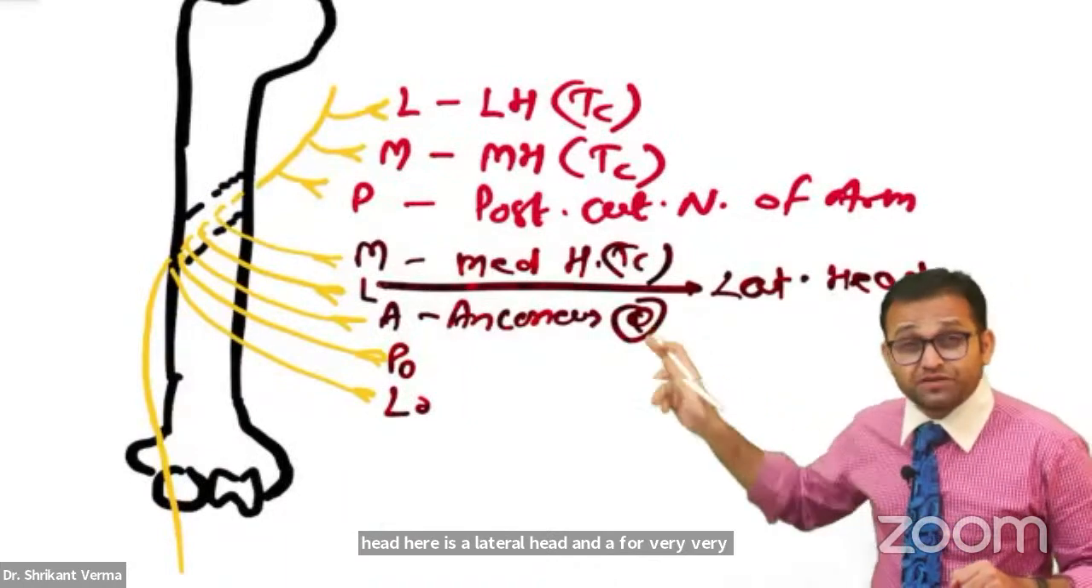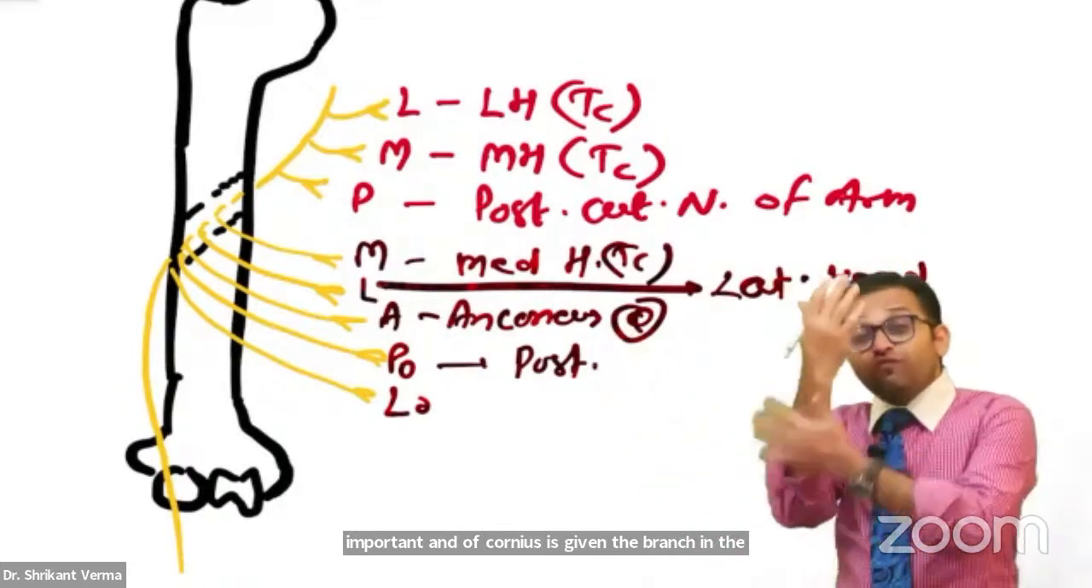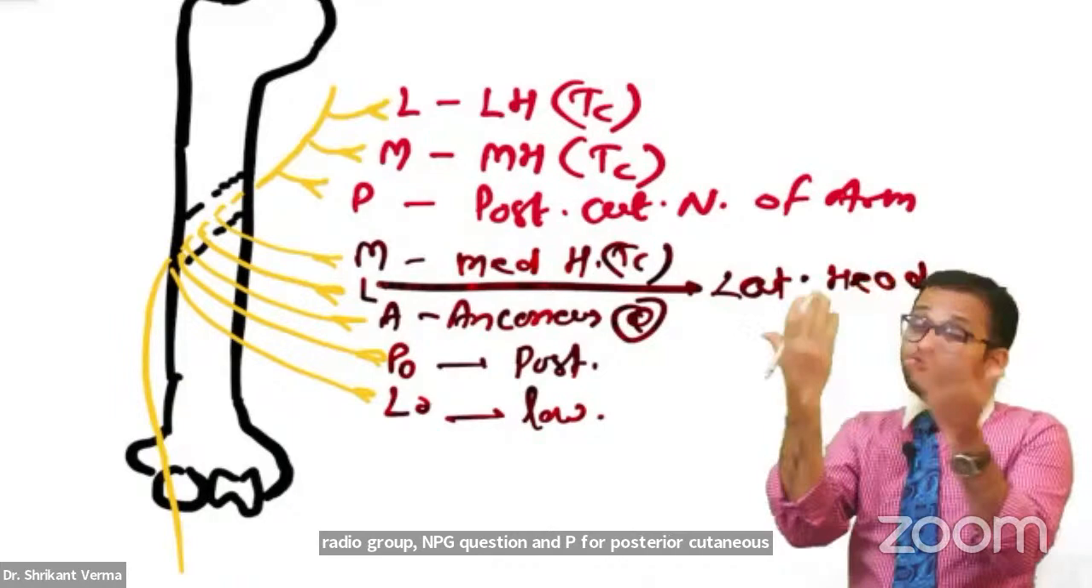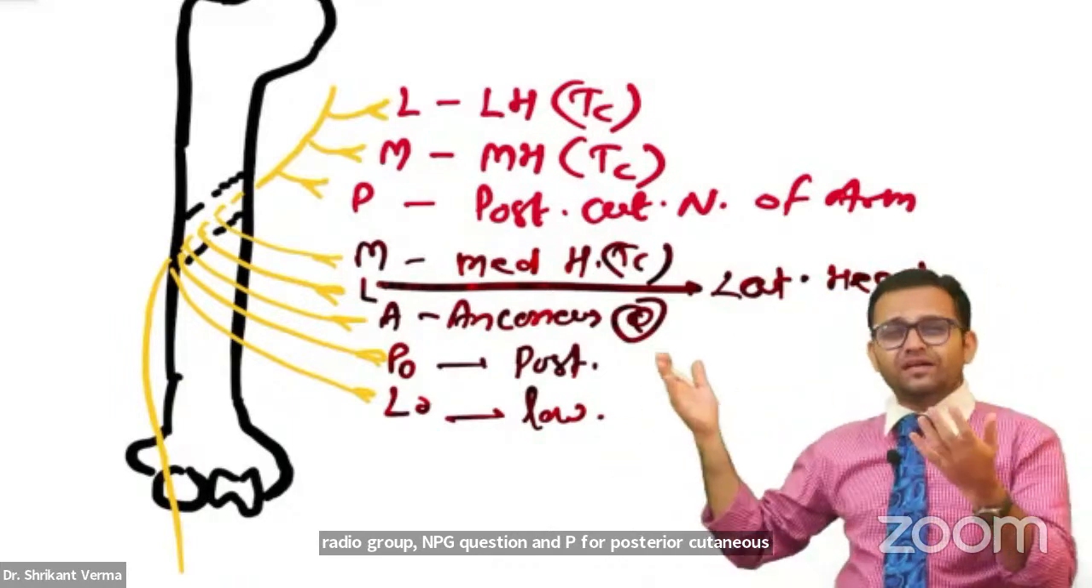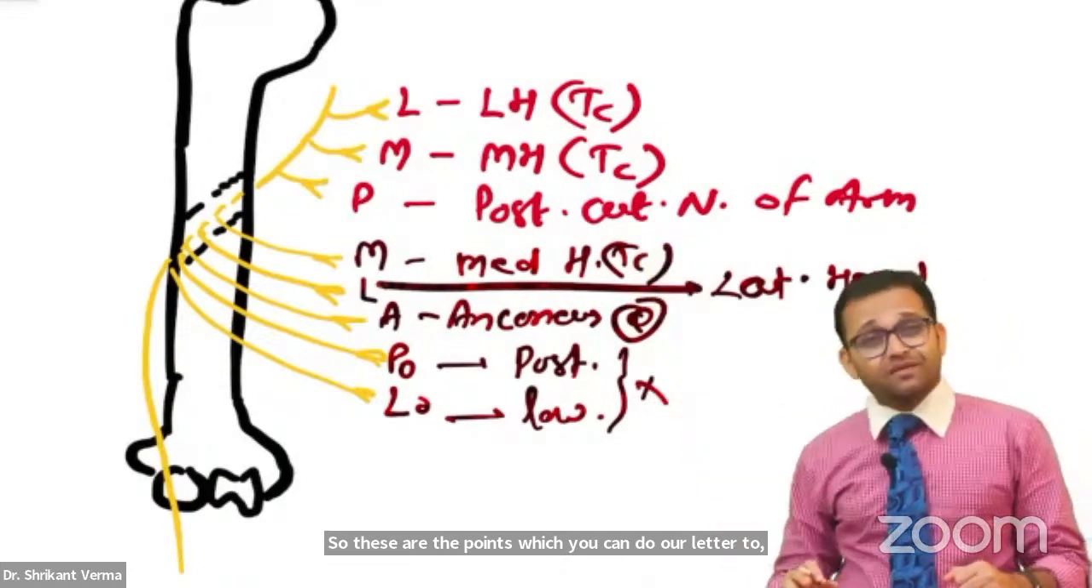NEET PG question. And P for posterior cutaneous nerve of the forearm, and L for lower lateral cutaneous nerve of the arm. So these are the points which you will remember. Okay, you can forget these cutaneous branches, but the other branches are important.